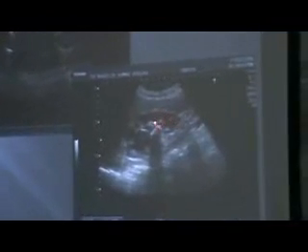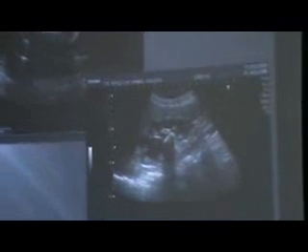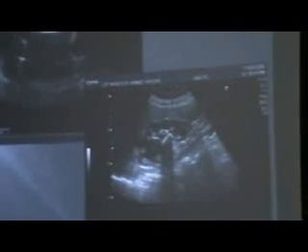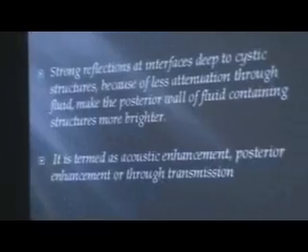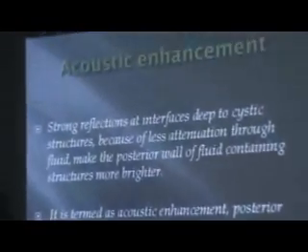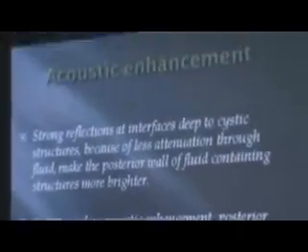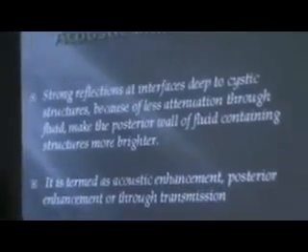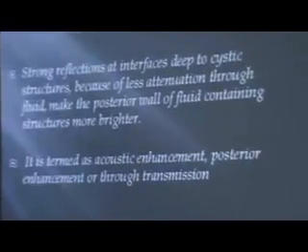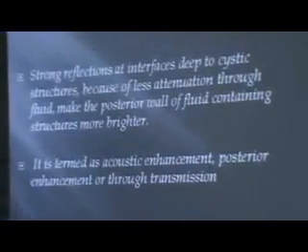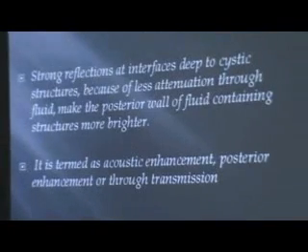So a hard substance like stone or bone will reflect or absorb the ultrasound wave and will produce a deficiency of ultrasound wave behind, and that will produce a shadow which is known as the acoustic shadow. Another term is acoustic enhancement. The strong reflections at the interfaces due to a cystic structure, because of less attenuation in a fluid, make the posterior wall of the fluid-containing structure brighter, and this is labeled as acoustic enhancement, posterior transmission or through transmission.